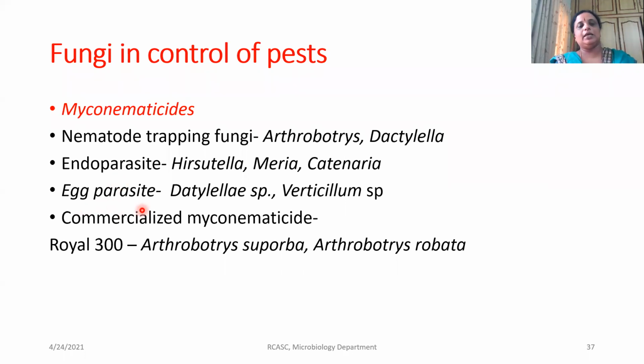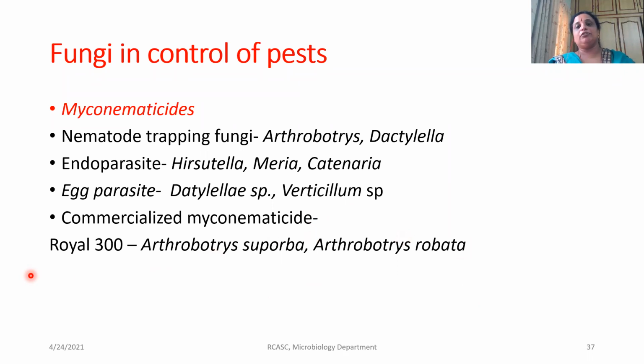Egg parasites: there are certain fungi which, before the hatching of the egg, parasitize the egg. For example, Dactylella species and Verticillium species infect the eggs of nematodes and destroy them. That is the mode of action. There are many commercially available myconematicides, for example, Royal 300. This preparation is made from Arthrobotrys superba and Arthrobotrys rubata species, which has been extensively used in commercializing this myconematicide.